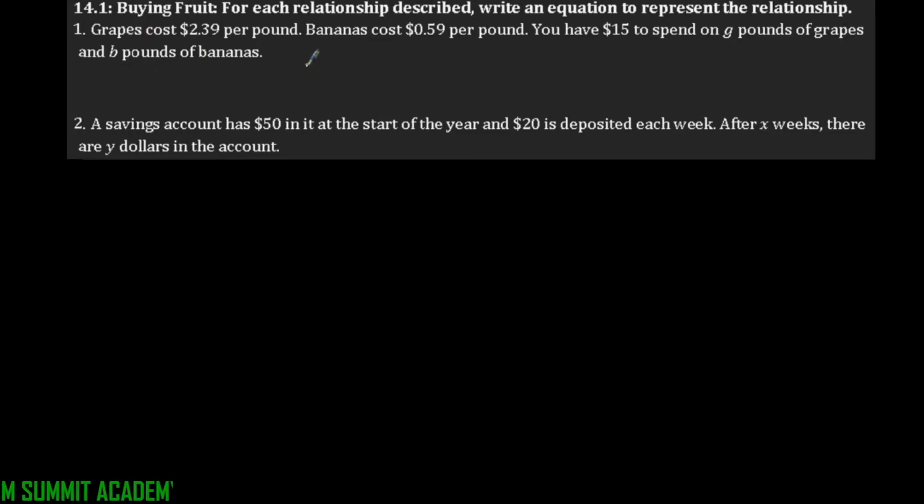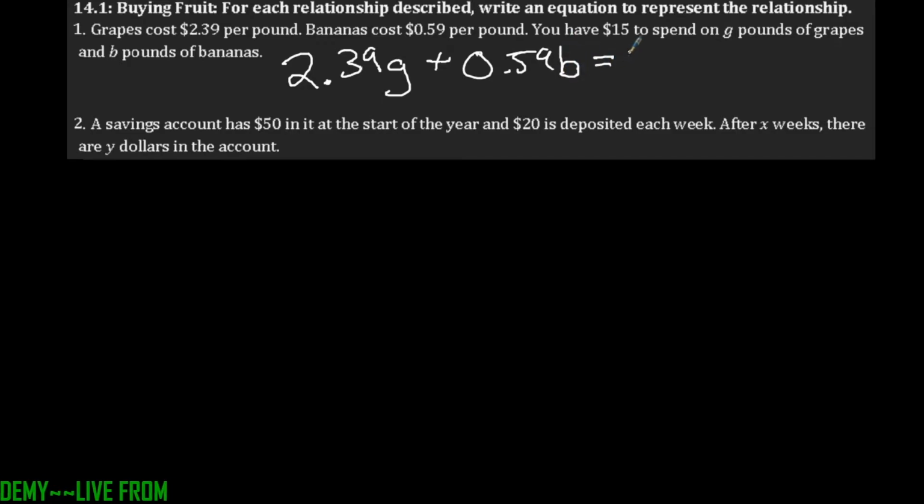I could say, well, I can have the grapes are 2.39 per grape. I'm adding that to 0.59 for the bananas. So I can say G for grapes and B for bananas, and I can set that equal to 15. So that's going to be our standard form, again, where we have our first variable, our second variable equals value.